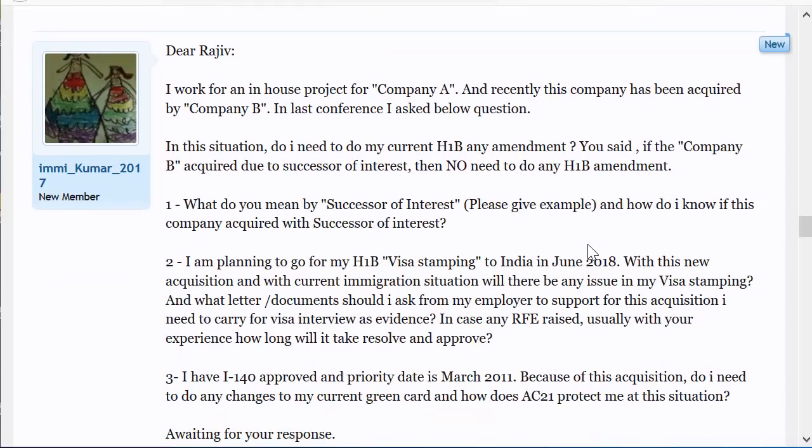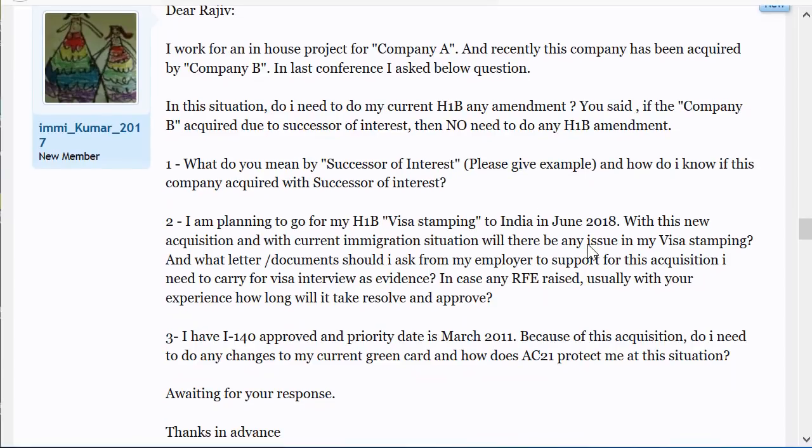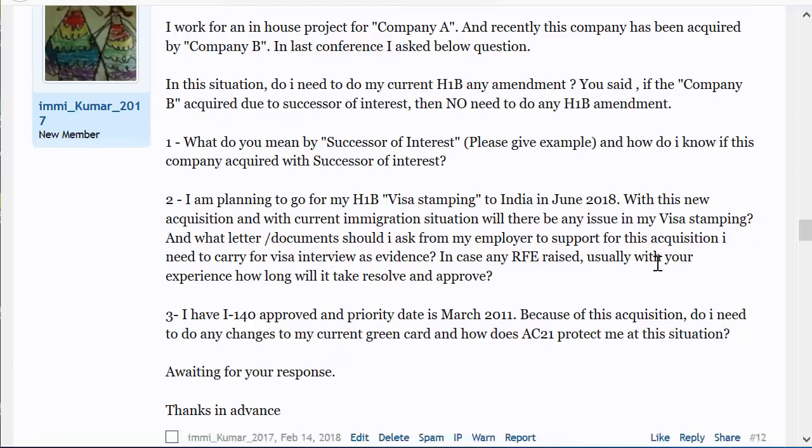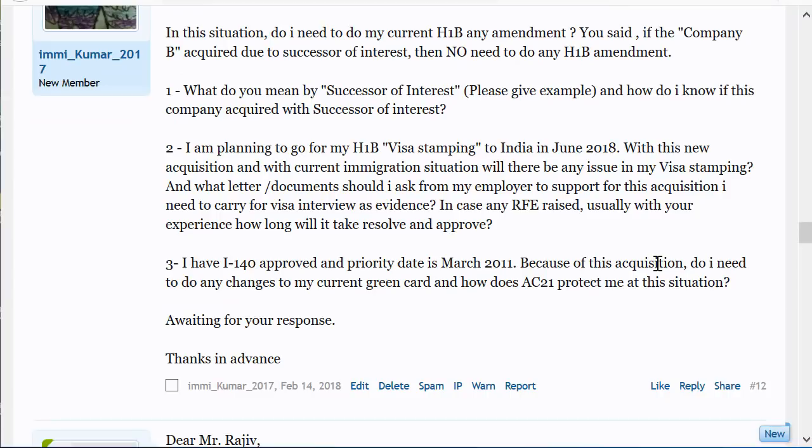Okay. Imikumar says: in 2017, I worked for an in-house project for company A. Company got acquired by company B. Do I need to do my current H-1B amendment? I said, he asked me this question before, and I said if company B became a successor in interest, you don't have to do an H-1B amendment. What do you mean by successor in interest?